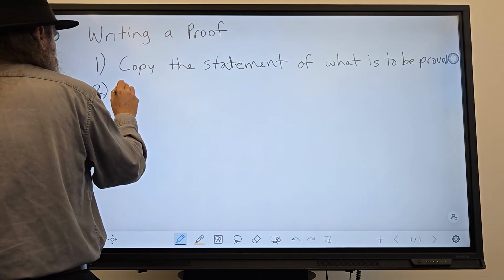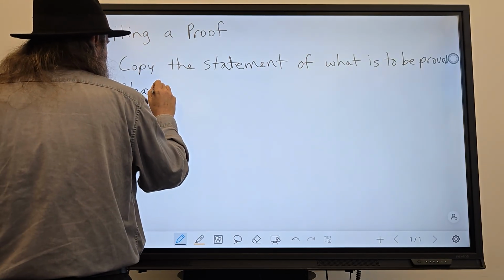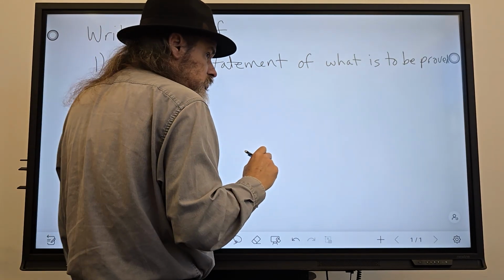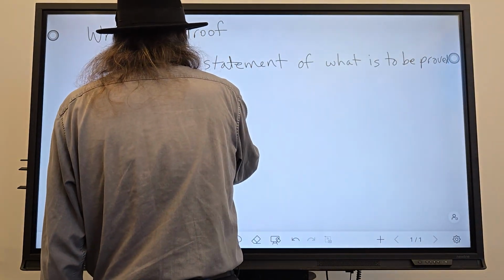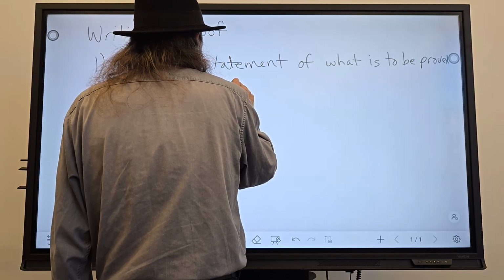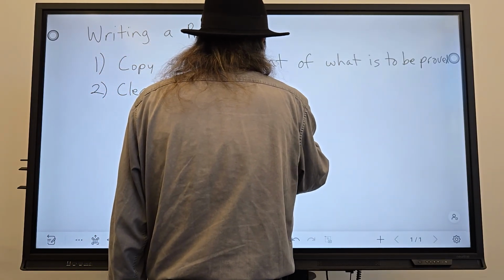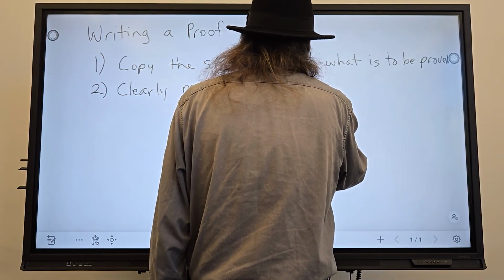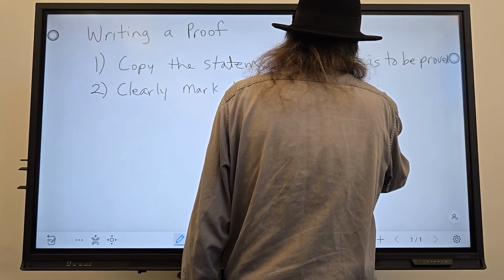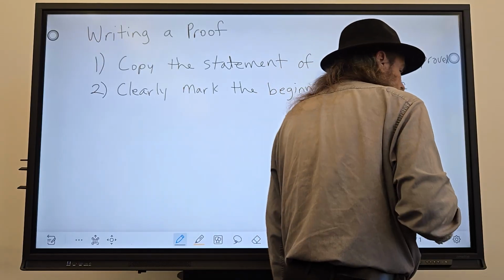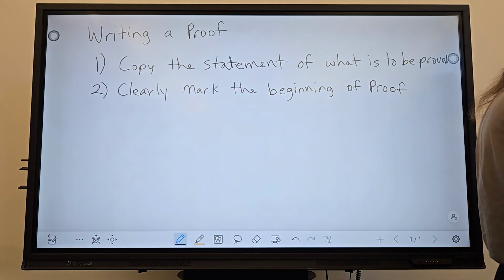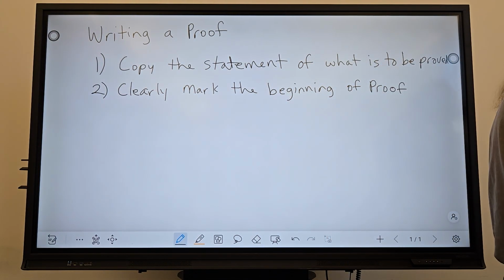Two, clearly mark the beginning of your proof. You usually do this by using the word proof, separating the general discussion about the theorem from its actual proof.